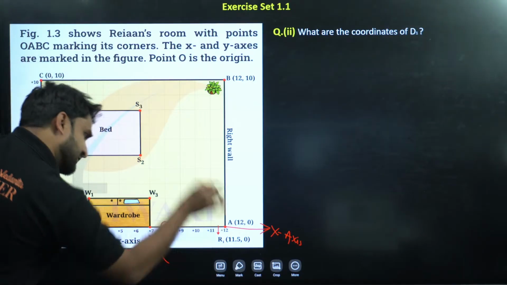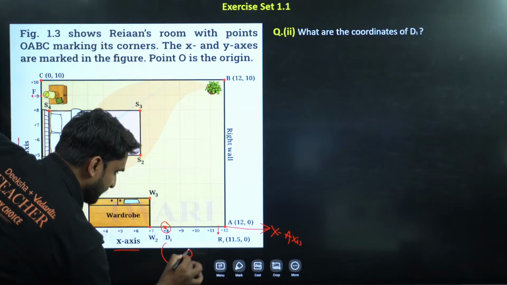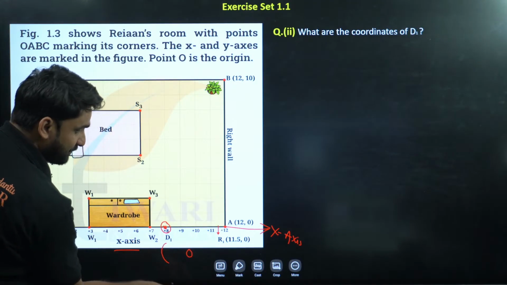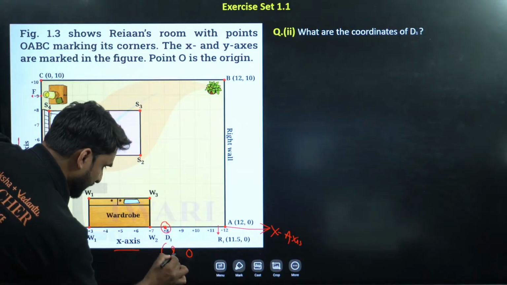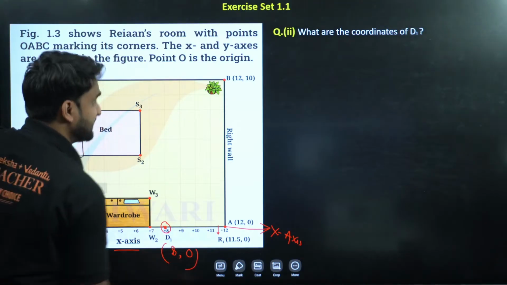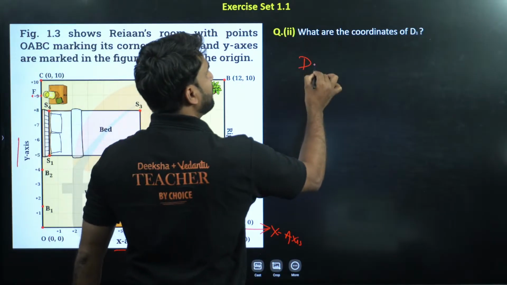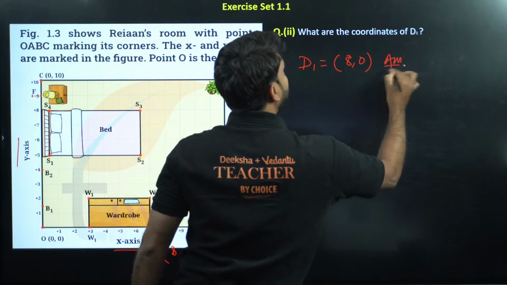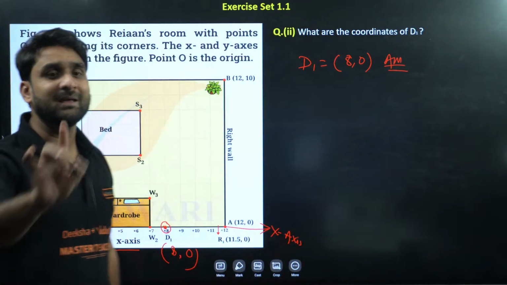So if D1 is on the x-axis, then the y coordinate will be 0, and the y coordinate always takes the second position in the bracket. So what will be the x coordinate? 8. So 8, 0 is the answer. The coordinate of D1 will be 8, 0. This will be the correct answer.